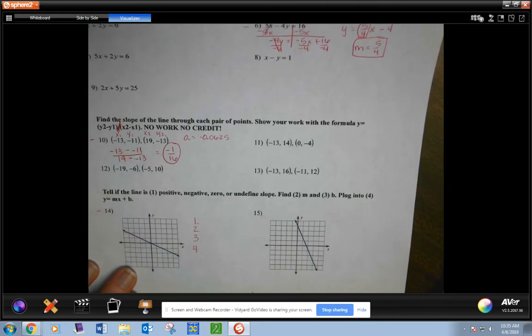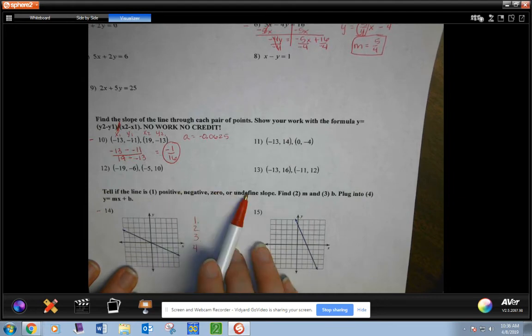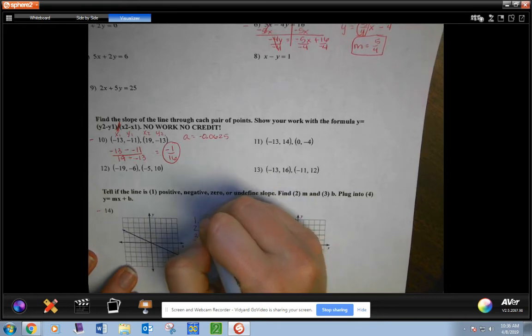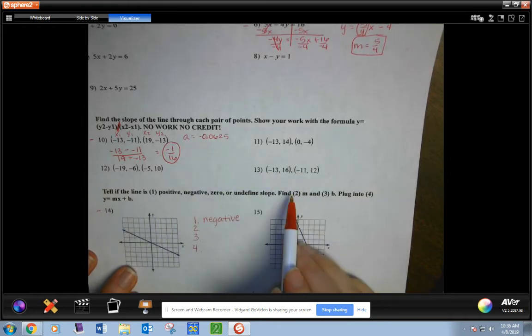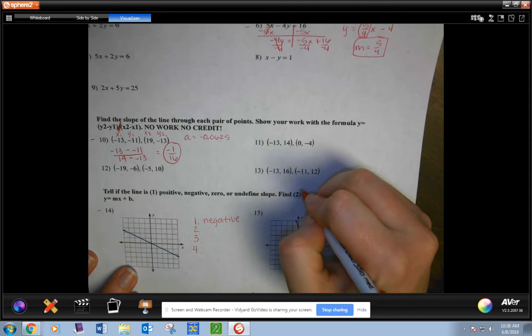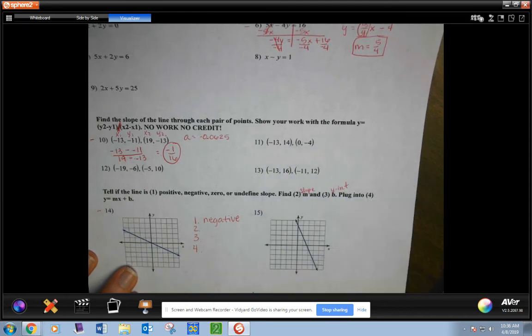Now, for 14 through the remainder of the problems, you have to show me 4 things. It says, tell if the line is positive, negative, 0, or undefined slope. So first thing I'm going to do is look at this line. This line is going downhill, so that means negative. So I'm going to write negative. Okay, then it says find M and B. Remember, M stands for slope. B stands for y-intercept. You can start with whichever one's easier.